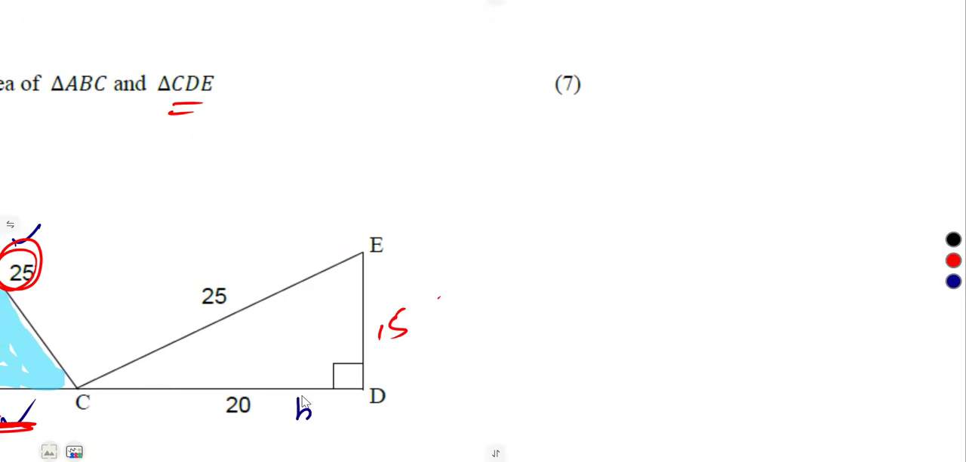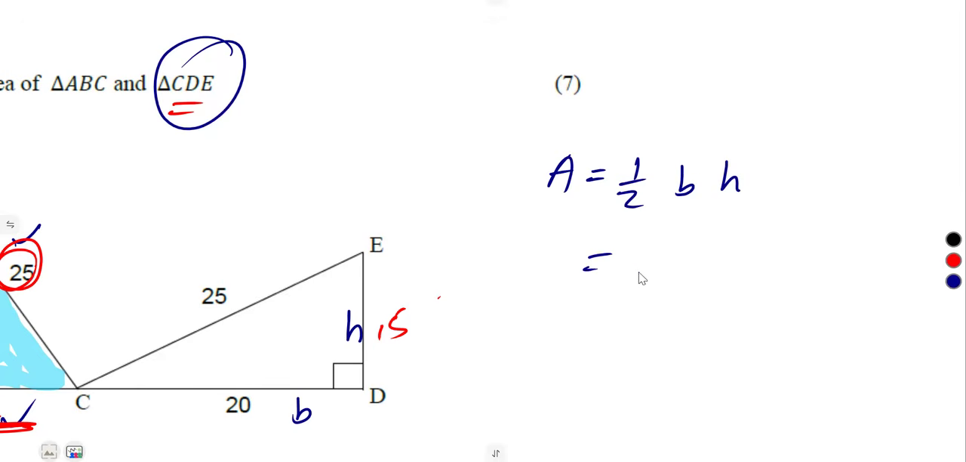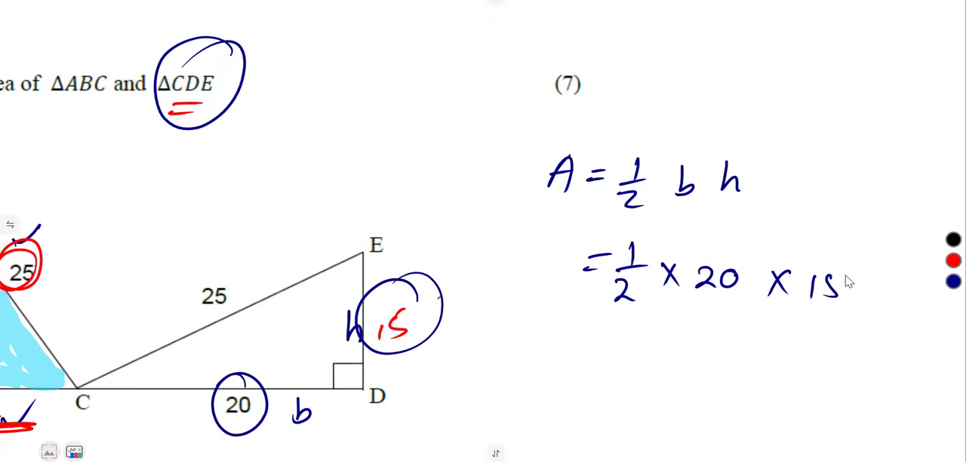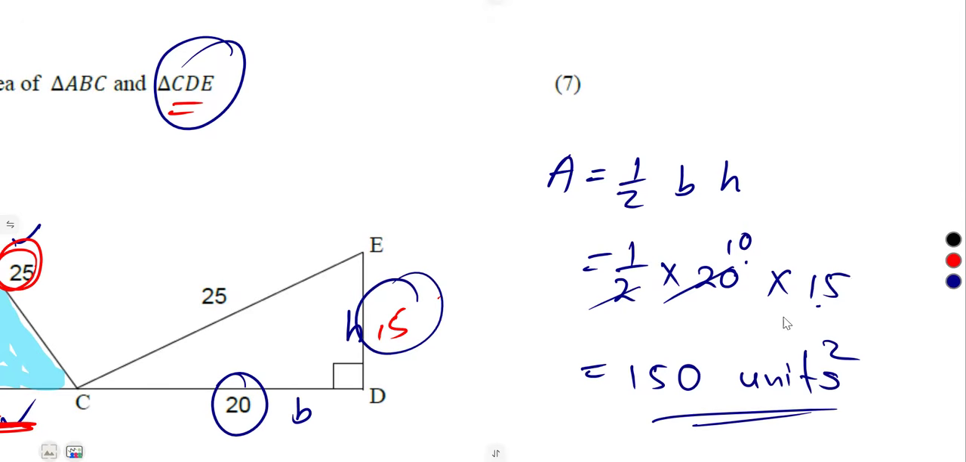Now that we have got the base and the perpendicular height, let us determine the area of what? Triangle CDE. Half of base times what? Perpendicular height. That is half of the base, which is 20, times our perpendicular height, which is 15. You can use your calculator, or half of 20, that's 10. 10 times 15 is going to give us 150 square units. This is area. So that is how we can have these guys.